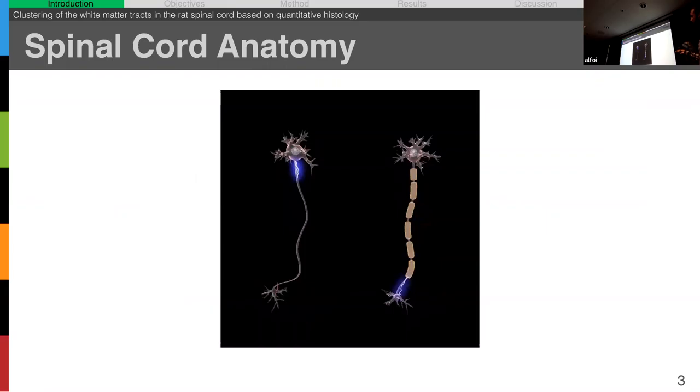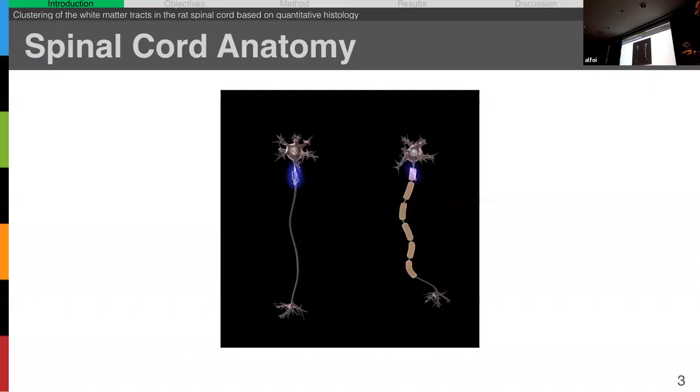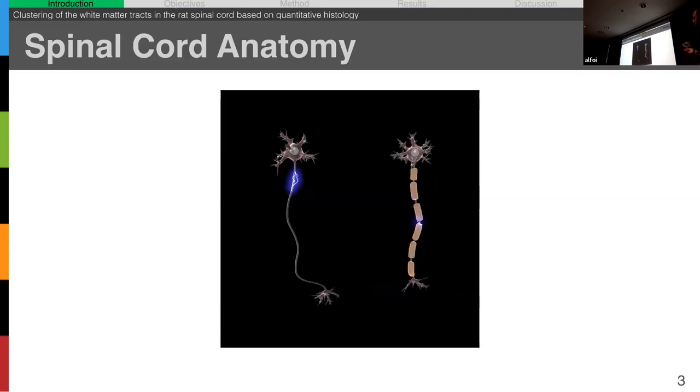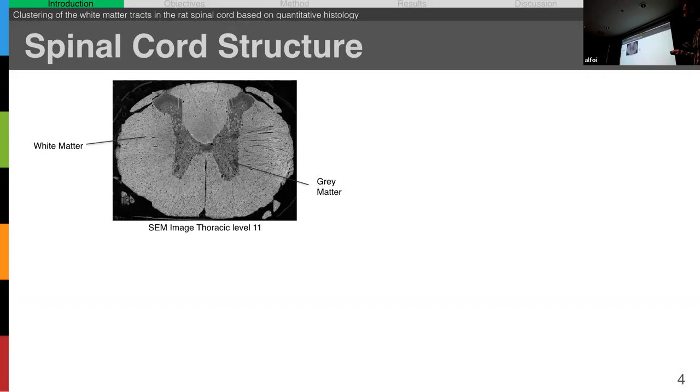And if we actually take a look here, you'll see that on the left side is the unmyelinated axon versus the myelinated axon. You see the speed of propagation of the electrical impulse is much quicker in myelinated axons. And these myelinated axons are actually what make up the white matter of the spinal cord, and that is what we'll be investigating for this study.